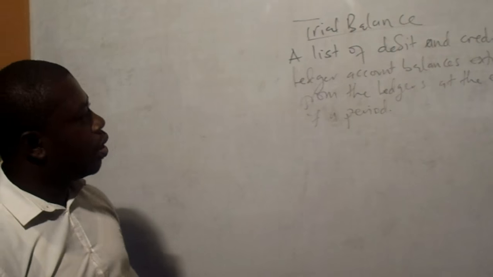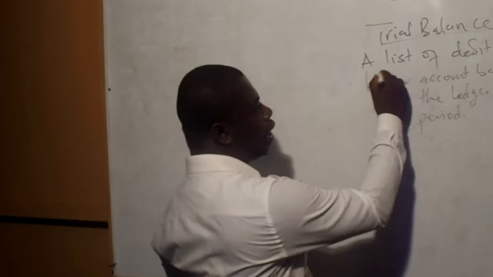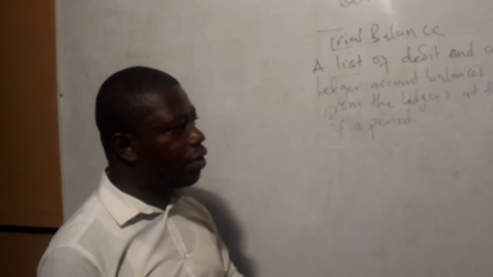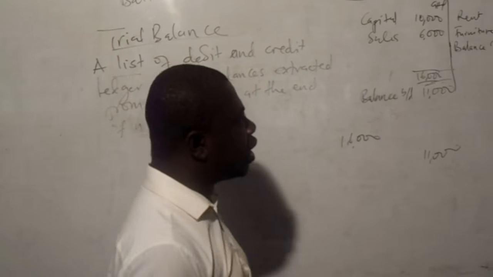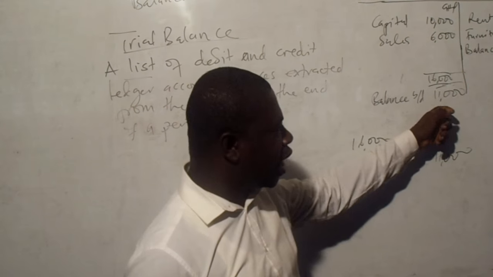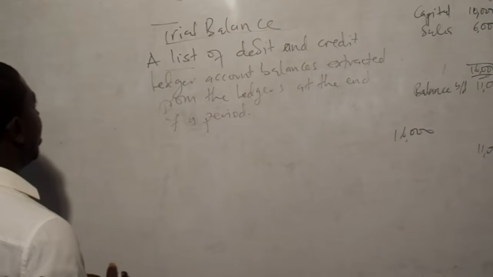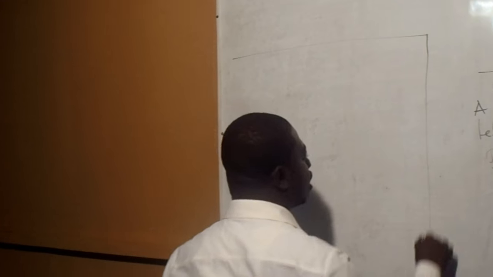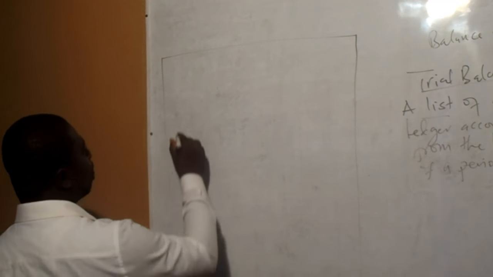So it's just a list of debit and credit ledger account balances. So what we are going to do is that after we have balanced the accounts, we pick the balances on the accounts and then we list them into a trial balance. This is the format of the trial balance.